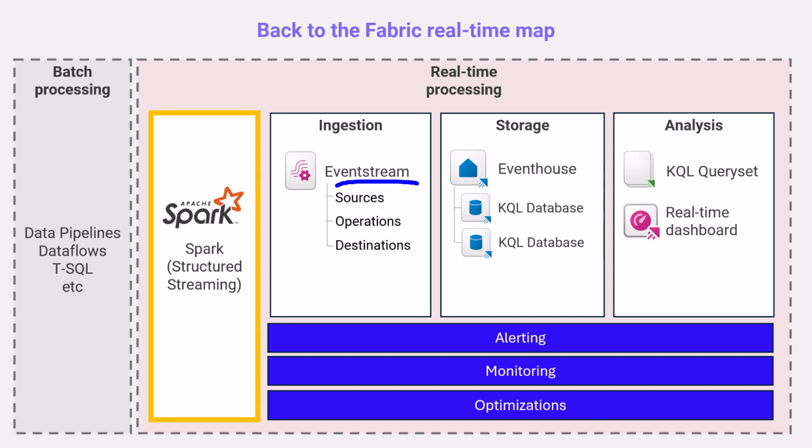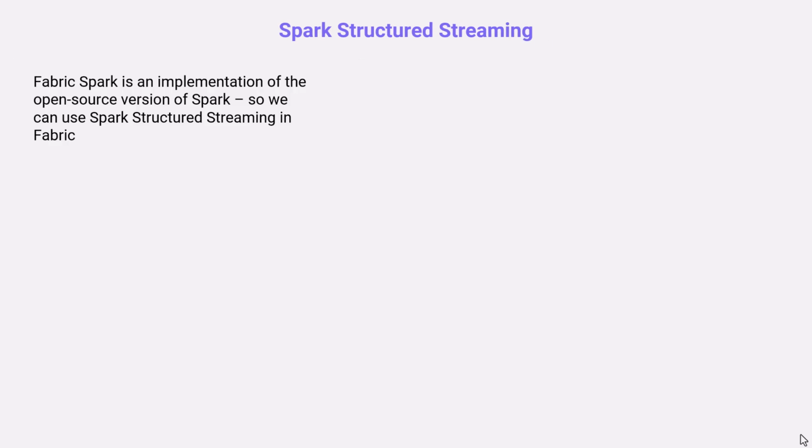We've looked at the event stream, but now let's look at the alternative that we have for ingesting streaming data, and that is Spark structured streaming. As you know, Fabric Spark is an implementation of the open source version of Spark. As such, we can use Spark structured streaming, which is simply a part of Spark, in Microsoft Fabric.